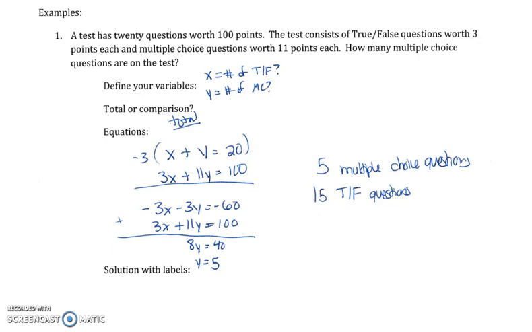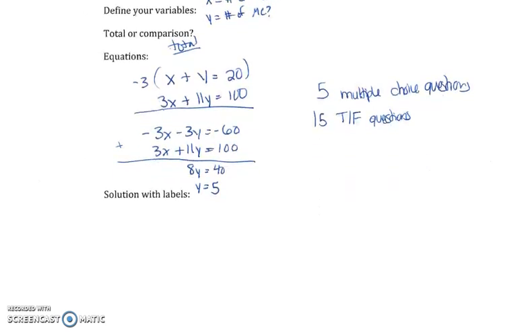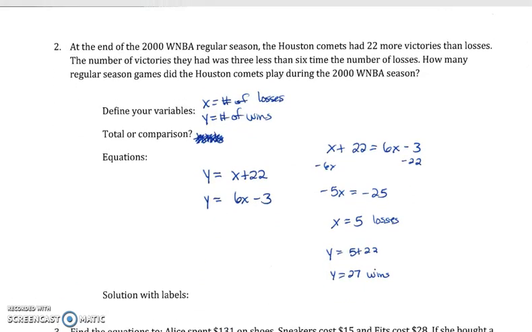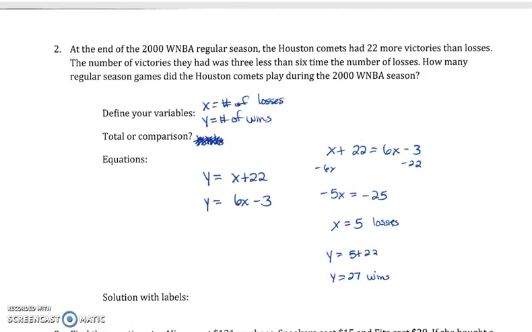Could I stop there? Did I answer the question, how many multiple choice questions are there on the test? Yes. So I could stop there, be done, and have answers. I gave you the other one, 15 true-false questions, just because I felt like completing it. Okay? So that's the first example. I hope you don't find that to be too terribly challenging. All right. We're going to go to this one, number 2.